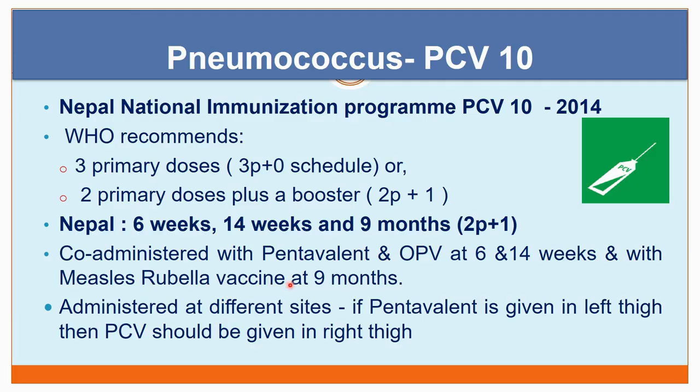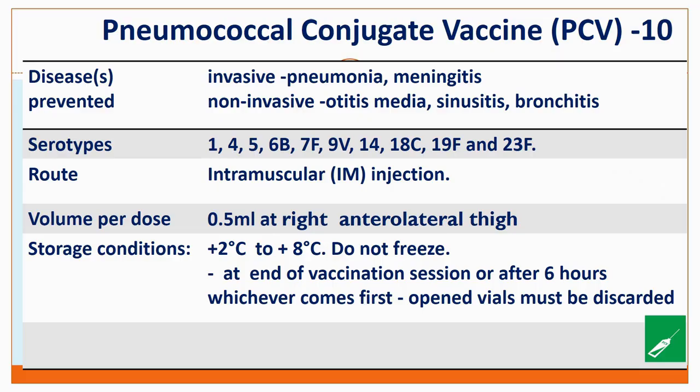So if you administer multiple vaccines at a time, then you are supposed to give vaccines at different sites. So if pentavalent vaccine is given in the left thigh, you give the PCV vaccine on the right thigh. So that way you need to select different sites. Okay, disease covered by PCV10 is the invasive disease, pneumonia and bacterial meningitis, and the non-invasive disease, otitis media, sinusitis, bronchitis. So all these diseases PCV10 covers.